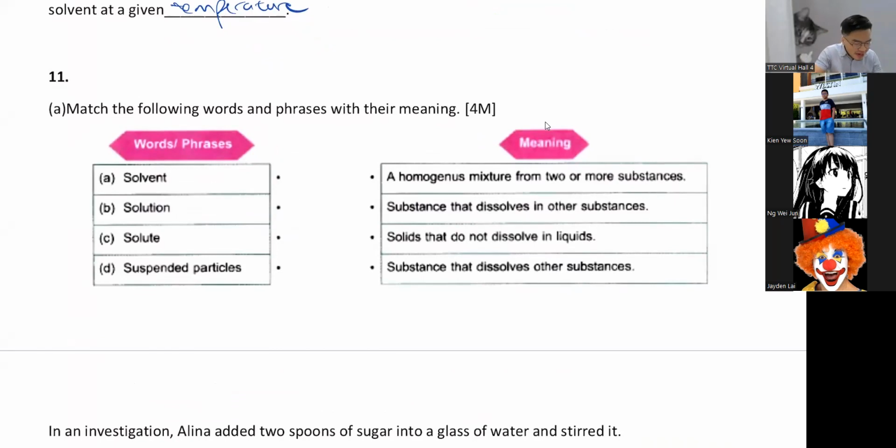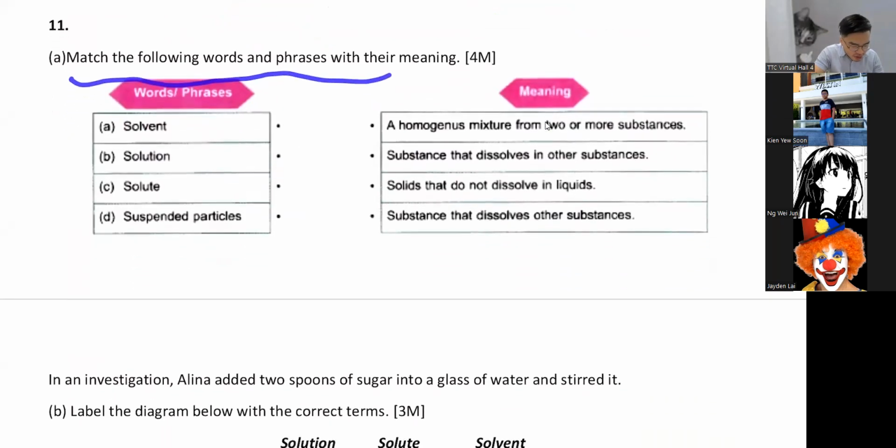Anyway, let's look at A. Match the following words and phrases with their meaning. So what is solvent? Solvent is the water, right? It is a substance that dissolves other substances. If I'm water and you are salt, I dissolve you. If I am salt and you are water, I dissolve in you, because I'm salt, I melt in you. That's the difference. So what is solution?